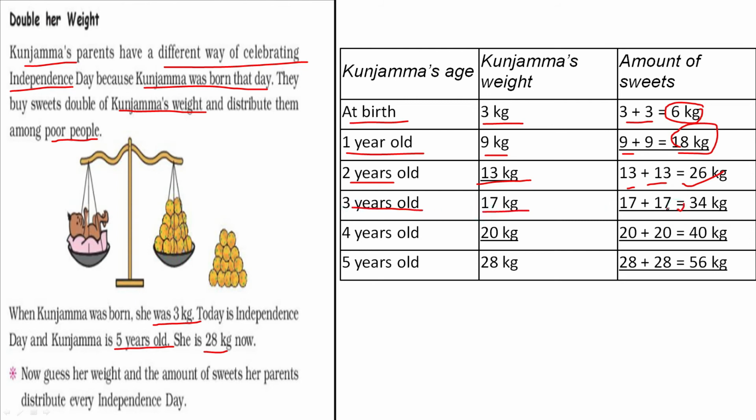That is 34 kg. 4 years old, 20 kg. So 20 plus 20, 40 kg of sweets they purchased. When she was 5 years old, 28 kg. So 28 plus 28, they purchased 56 kg of sweets and distributed to the poor people.